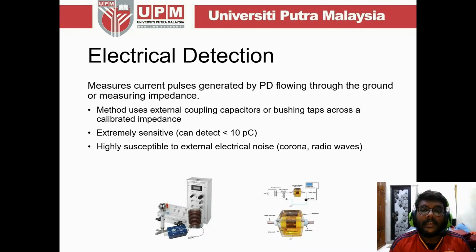Next would be through electrical detection. As mentioned in IEC 60270, we use external coupling capacitors and also bushing taps across a calibrated impedance. This measurement is extremely sensitive, as the partial discharge can be detected down to less than 10 picocoulombs, but this is highly susceptible to external electrical noises such as corona and radio waves.